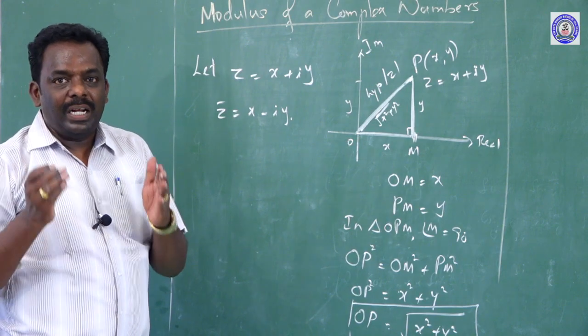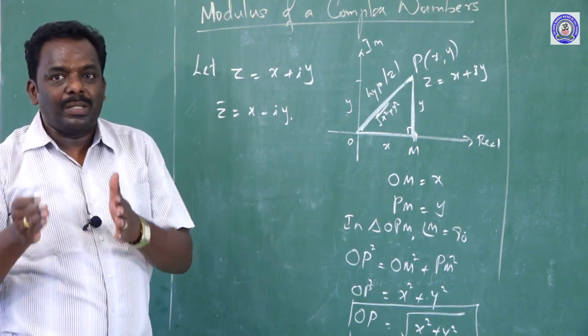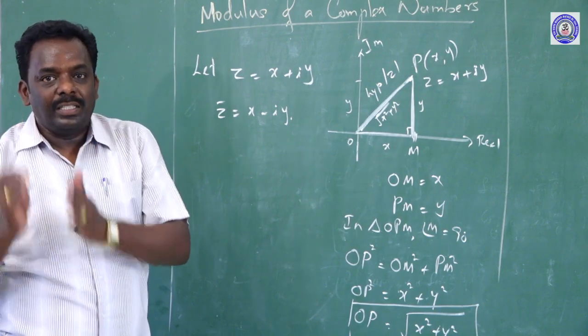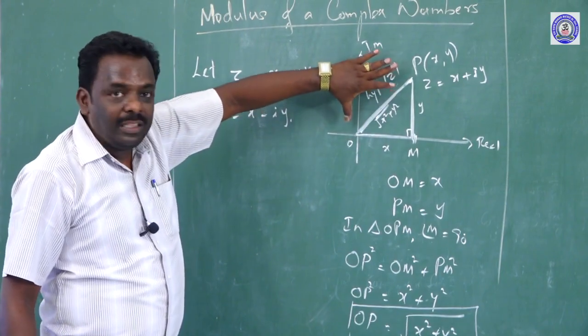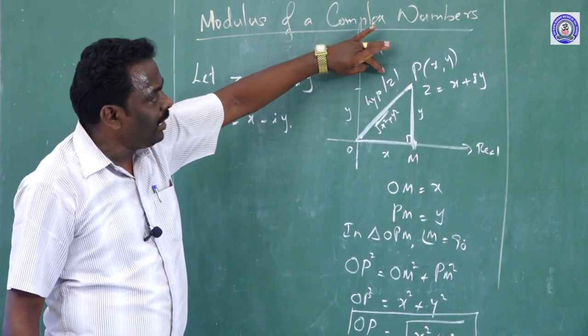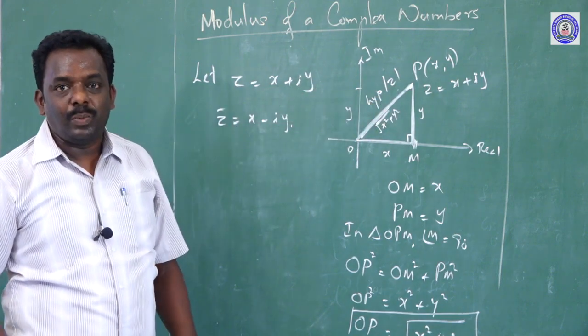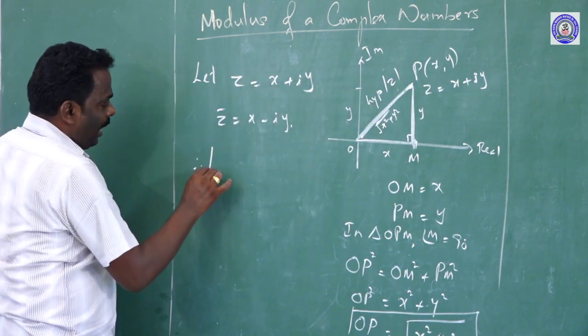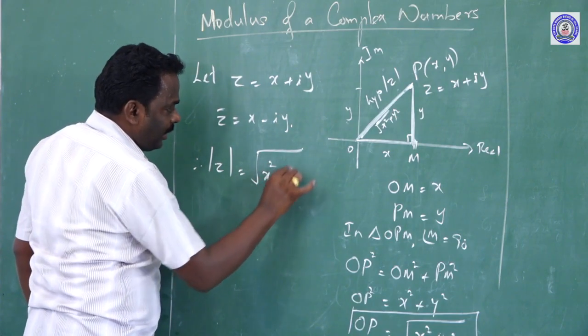We can get the length in modulus form, which is the magnitude form of a complex number, defined by the modulus of z. Therefore the modulus of z is the magnitude, that is called length. OP is defined by the modulus of z. The modulus of z is equal to the square root of x square plus y square.